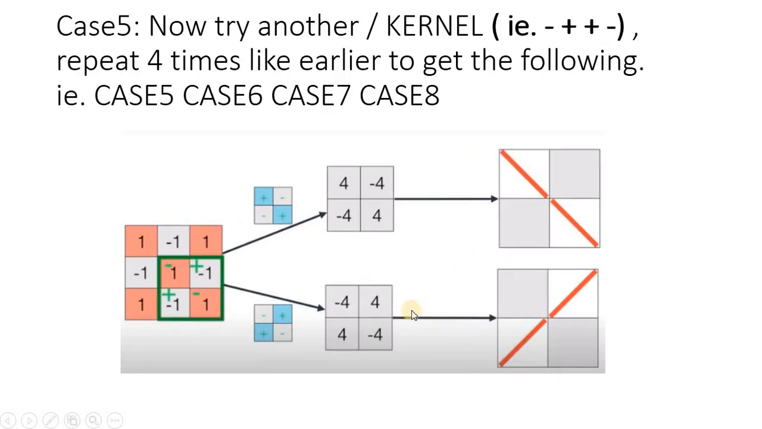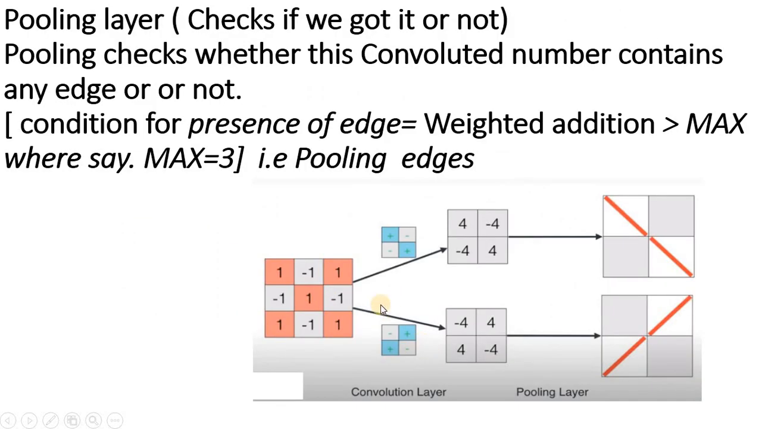Same thing you apply for a forward slash, and you will get 2 forward slashes. Now you come to something called the pooling layer. What is the pooling layer? The pooling layer checks whether this convolved number contains any edge or not. The condition for presence of an edge is the weighted addition: if it is greater than the max value, that is 3, then you got a pooling edge. So here minus 4 and minus 4, you got nothing. That is what is called pooling.